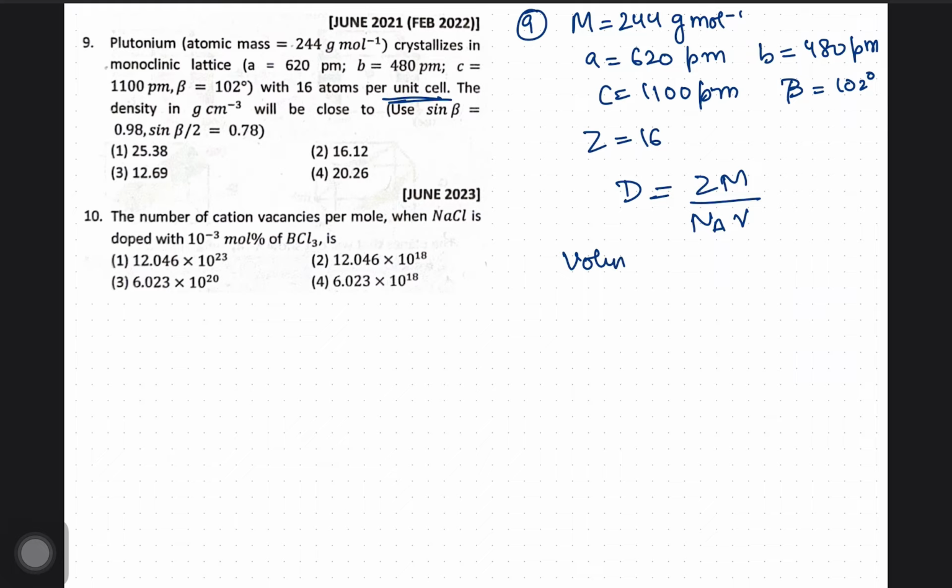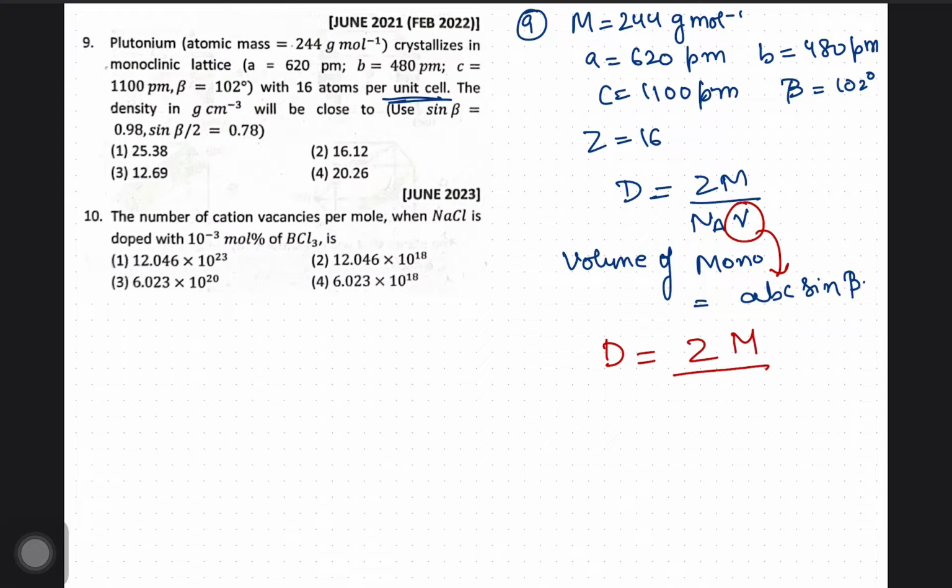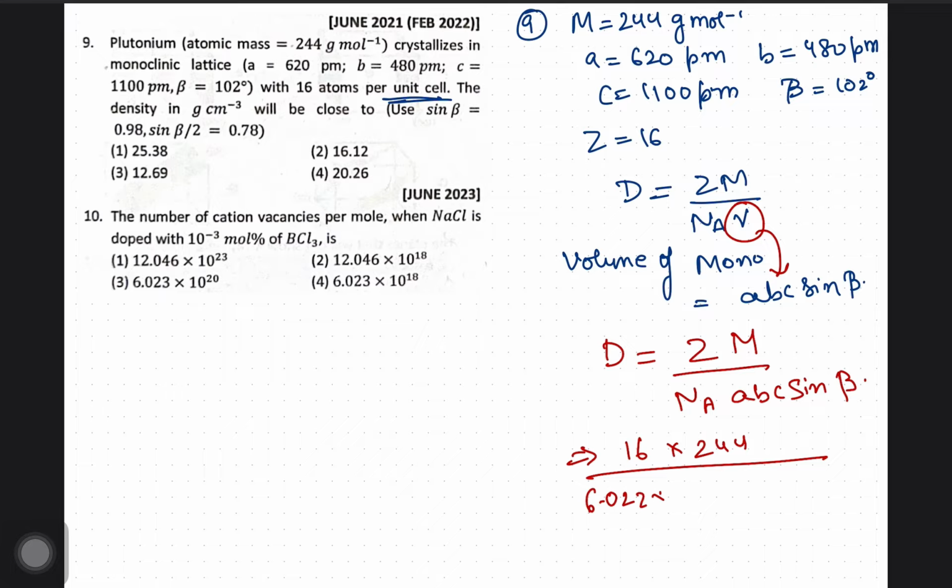Now the volume of a monoclinic lattice, you have to remember this, is ABC sine beta. So instead of V you have to write this, and the density will become Z M upon N A ABC sine beta, right? Z here is 16, mass is given as 24, the value of Avogadro number is 6.022 into 10 raised to power 23, into ABC. You have to multiply everything.